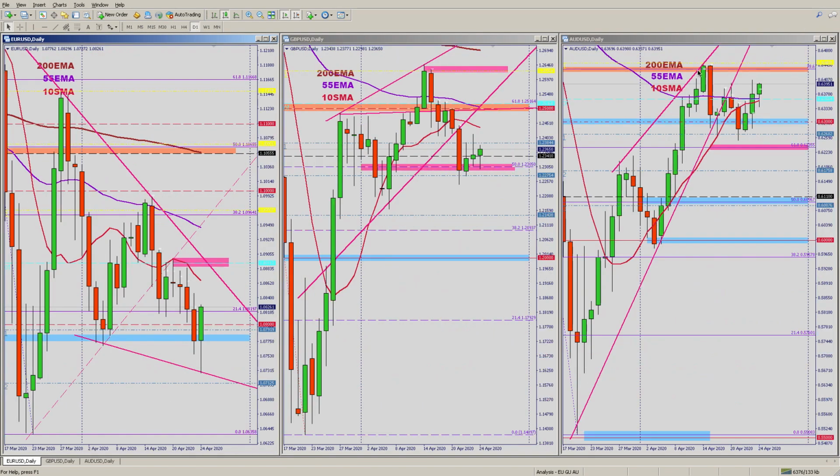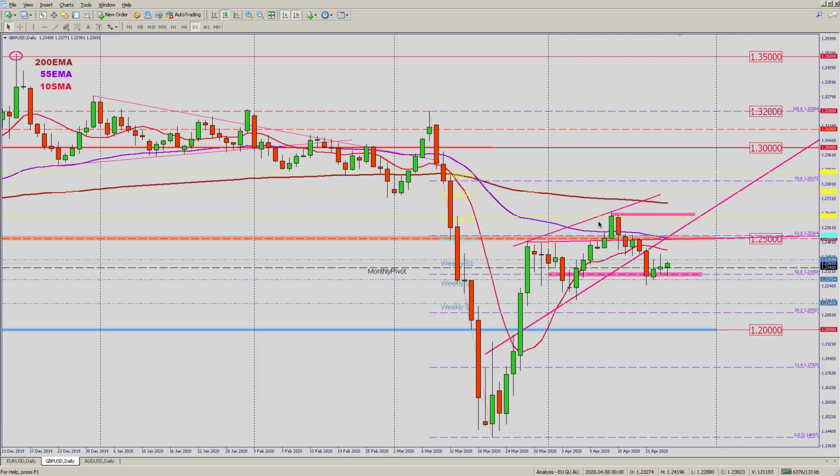Okay, let's move on to the cable. And it fell hard out of the lower trend line of the ascending wedge on Tuesday, and then drifted back up higher above the monthly pivot. So the interim support is still at the 50% FIB area at just above 123. Key resistance is still going to be at 125.